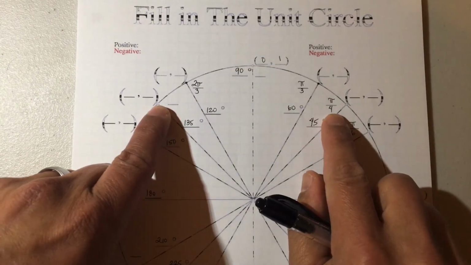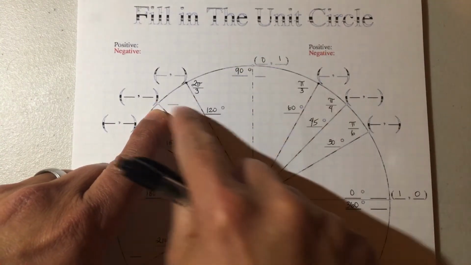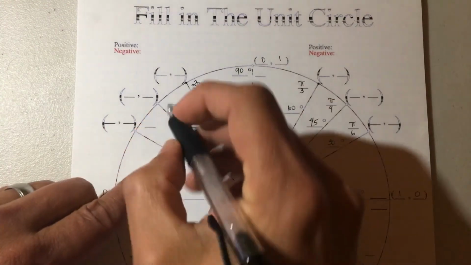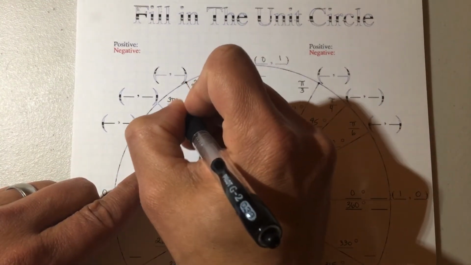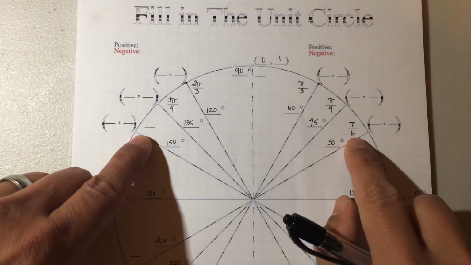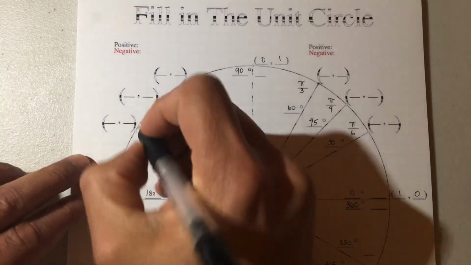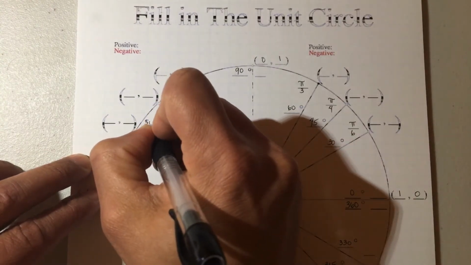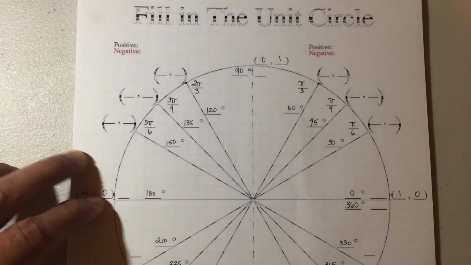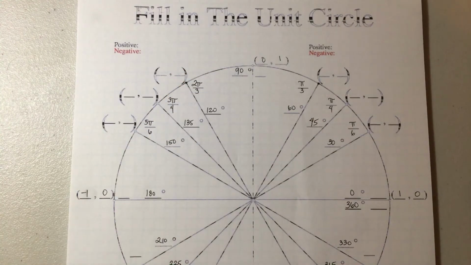This guy here in the middle correlates with the middle one here. 4 take away 1 is 3. So this is 3 pi over 4. 6 take away 1 is 5. 5 pi over 6. Okay? And that's it. What about the ones in the bottom?